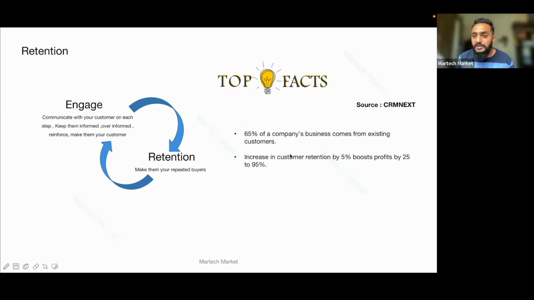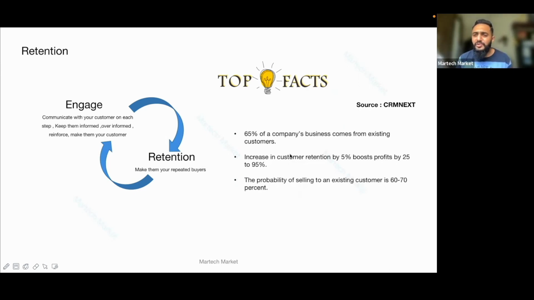And now there's a further stat that says, even if you are able to increase your retention rate by 5%, say, if you have today only 100 loyal customers, you are able to increase that to 105, your business profits can go up by 25 to 95%, right? So that is the importance of retaining your existing customers and trying to get more transactions from them.